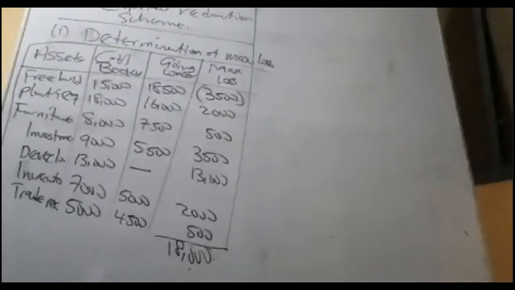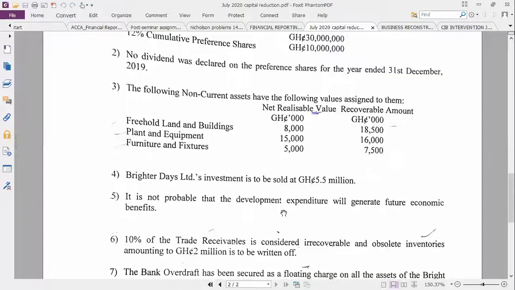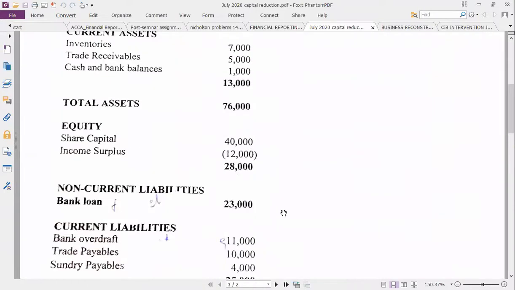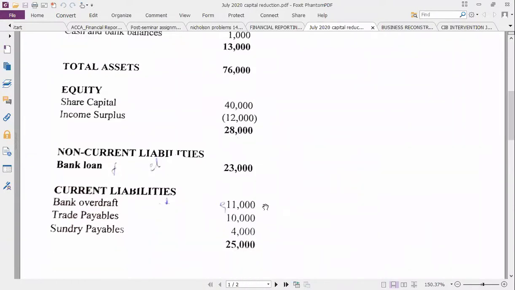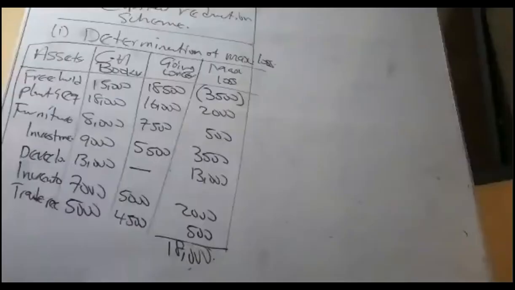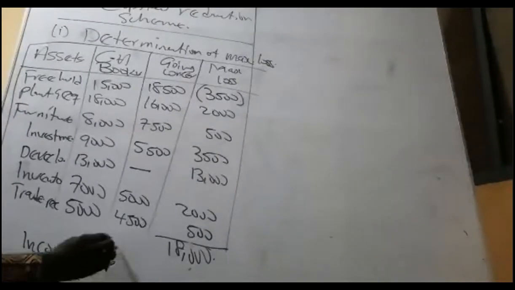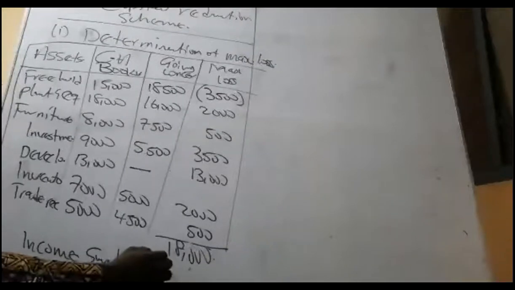Then you go to the income surplus. Then you cancel that one too. So let's go and bring the income surplus. The income surplus that they had happens to be 12,000, right? Perfect. So I have to write it off. Income surplus is 12,000. So I write here income surplus, 12,000.